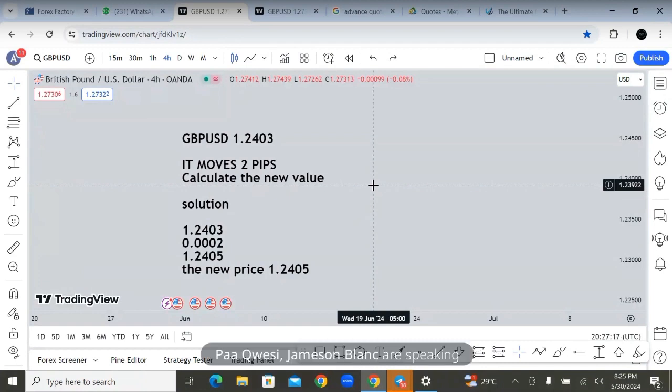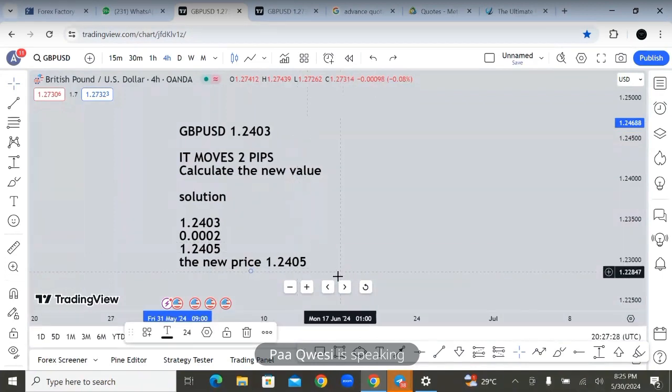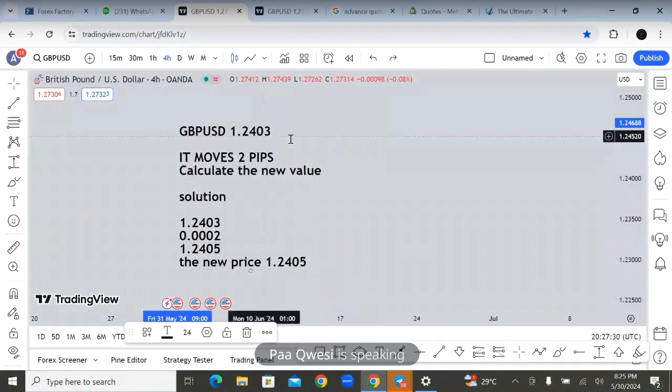Is it clear? Yeah. So you have to understand pips. If you don't know how to do the calculation, you have to take it seriously today. Okay, so this is the current price. If you are calculating it, always start from the fourth decimal place.